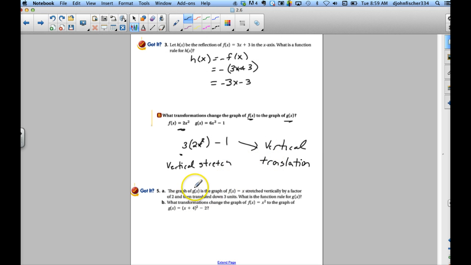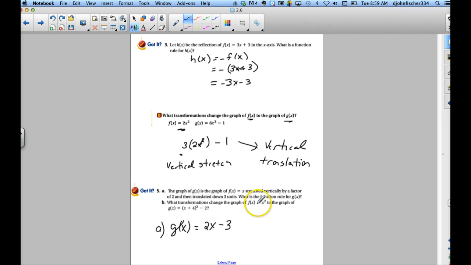The graph of g of x is the graph of f of x equals x stretched vertically by a factor of 2 and then translated down 3 units. What is the function rule for g of x? So let's do part A here. Part A says it's stretched vertically by a factor of 2. So he starts off with x, so my g of x, stretched vertically by a factor of 2, means it's going to be 2x. And then translated down 3 units means minus 3.